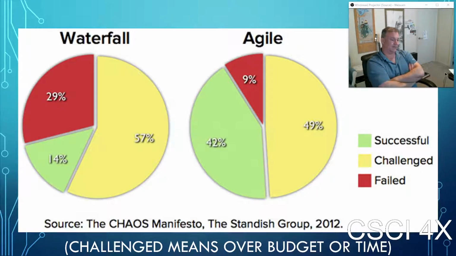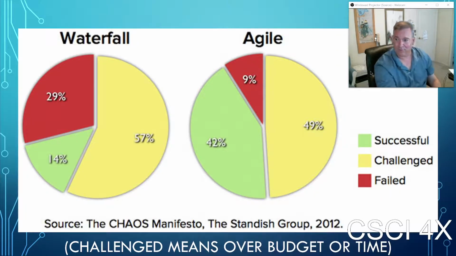So, yeah. Here we have the success rates of Agile versus Waterfall. So Waterfall, of all the big software projects in the world, has a 14% success rate, which is terrible. It's really, really bad. There is no other industry that would accept success rates of 14% like this. If you go to buy a computer and you have a 14% chance of it arriving, nobody would tolerate that. Okay, sure. Challenge means it's over budget or over time, right?